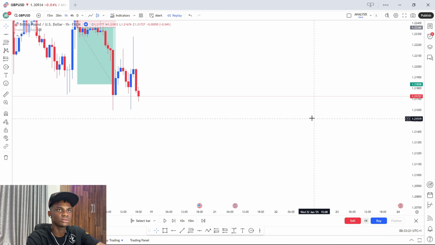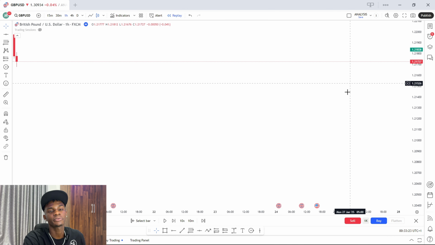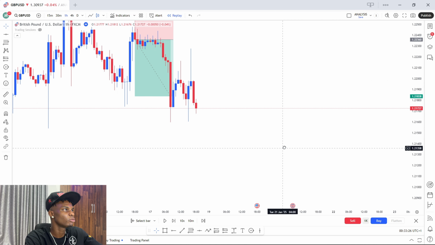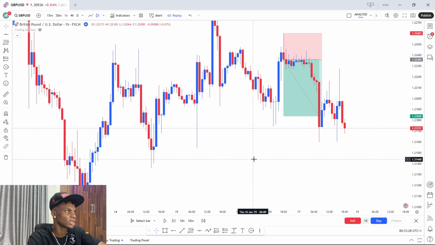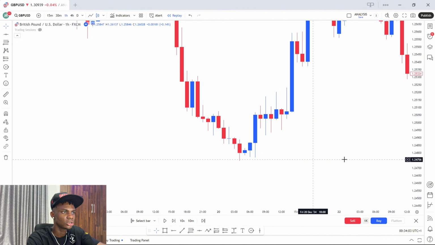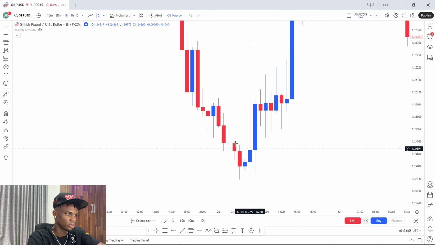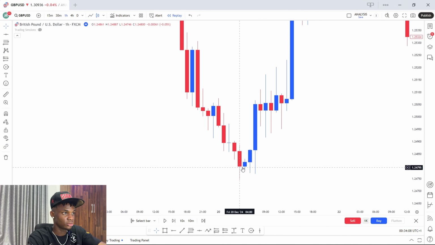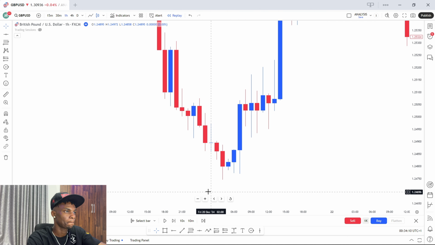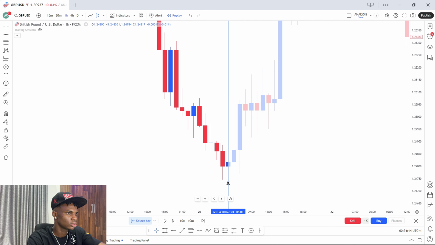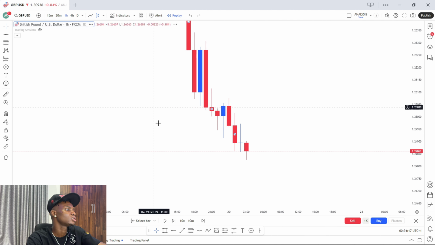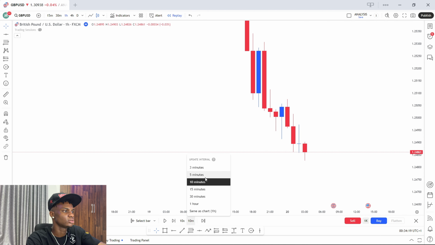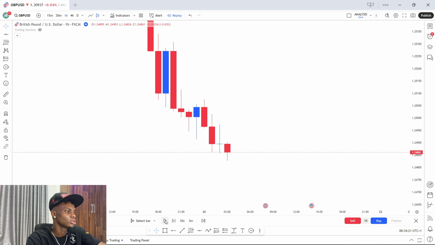So let us go and show an example of a morning star formation on the chart. This is a good example of a morning star formation. Now, in this morning star formation, let us replay it on the 3-minute chart. So look how it went. It's a little bit slower.